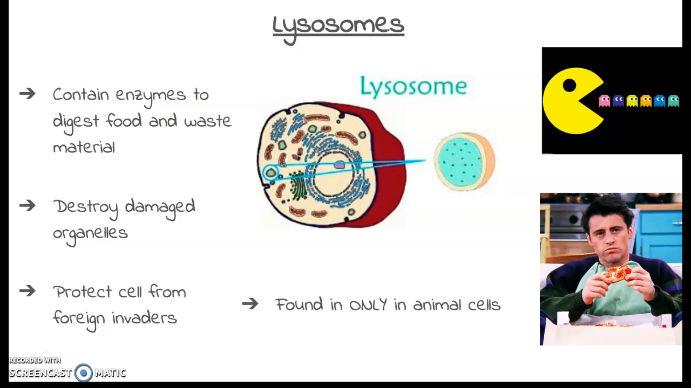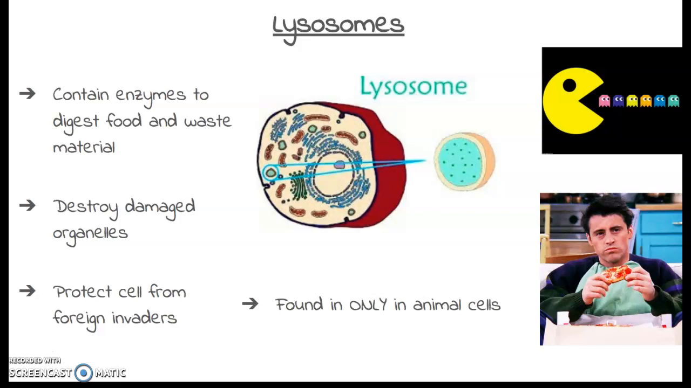Now what these do is they engulf food and waste materials or damaged organelles, and they basically eat them and get rid of them, because if there was a bunch of food and damaged organelles floating around the cell, there wouldn't be room in the cell for anything else. So the lysosomes take care of eating those.